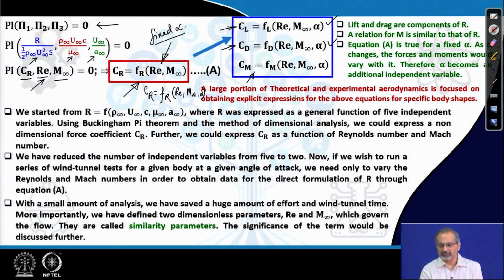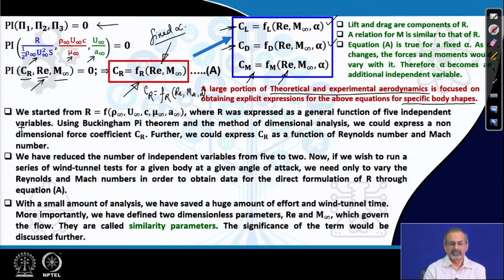A large portion of theoretical and experimental aerodynamics is focused on obtaining explicit expressions for the above equations for specific body shapes. So, if you vary the body shapes, these expressions would change. For one body shape, it will have a certain functional form. If you change the body shape, it will be something else.